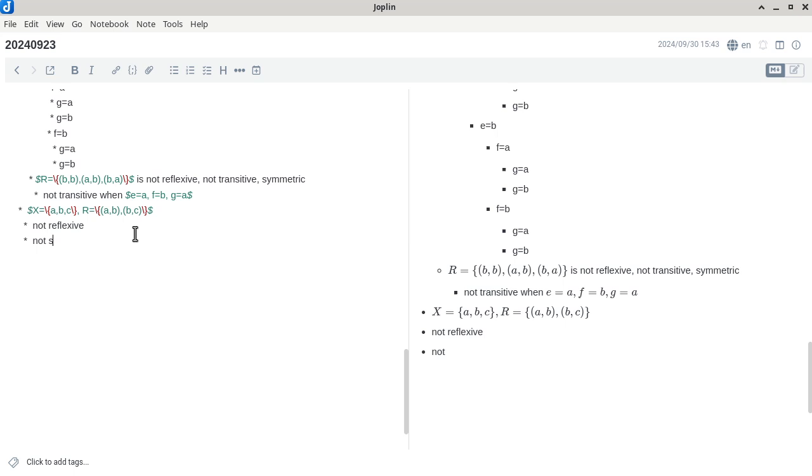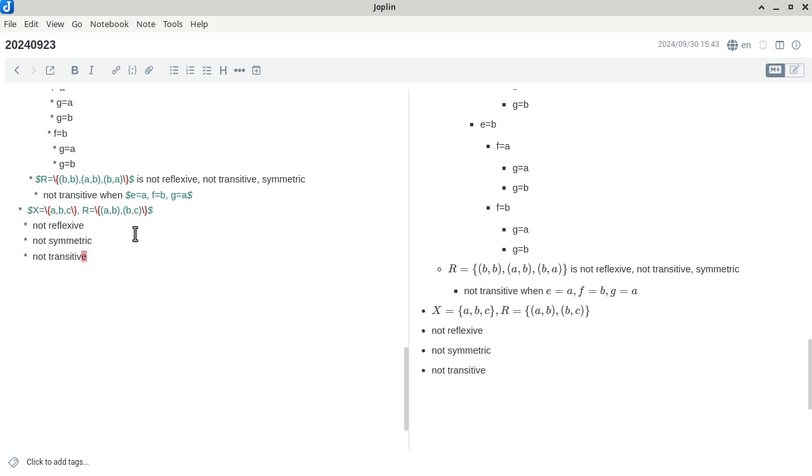It is also not symmetric. Well, that's pretty clear, because AB is here, but BA is not here. BC is here, but CB is not here. Okay, so that's why it is not symmetric. But it is also not transitive.